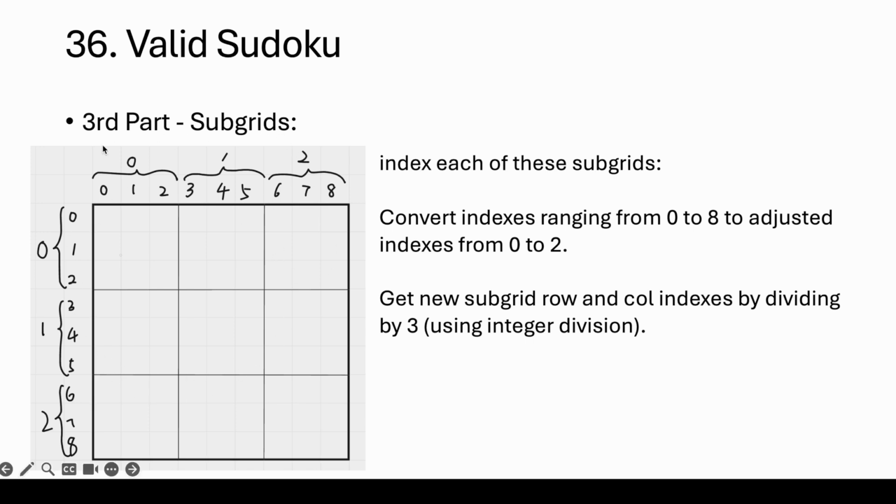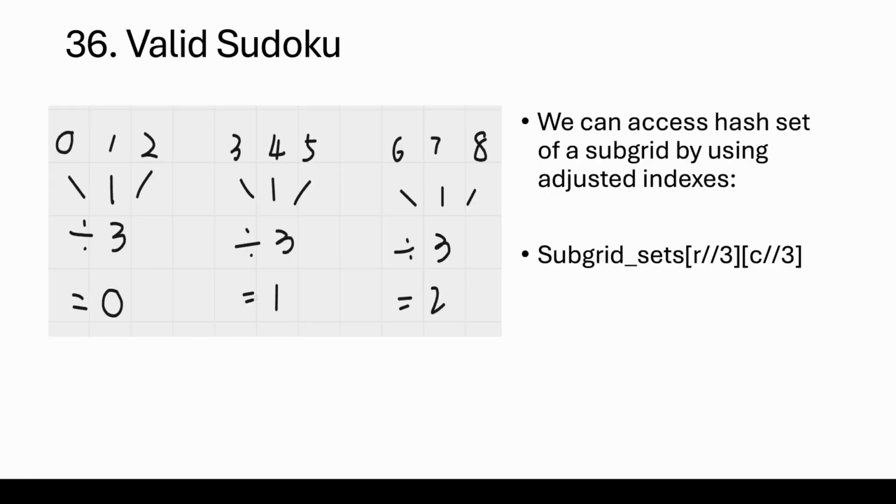In order to get the new subgrid row and column indexes, we can divide the original indexes by 3 using integer division. 0, 1, 2 divided by 3 will be 0. 3, 4, 5 divided by 3 will be 1. 6, 7, 8 divided by 3 will be 2. And then from there, we can access the hash set of a subgrid by using the adjusted indexes: subgrid sets at row divided by 3, column divided by 3.